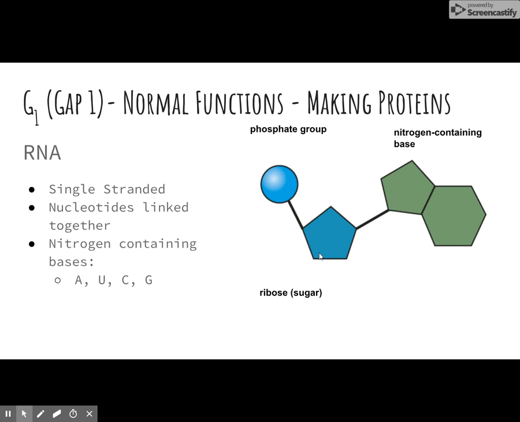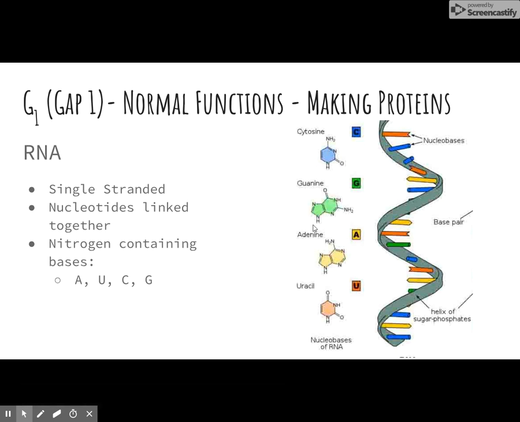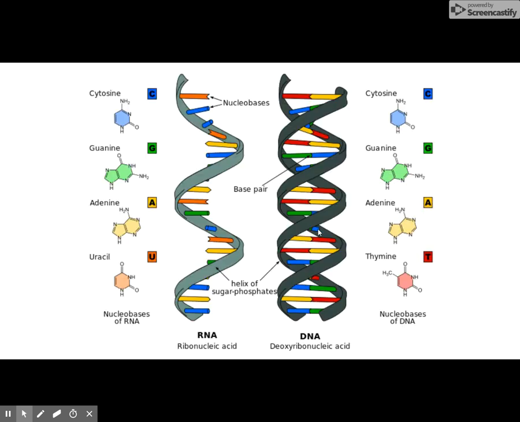Then we have a different type of sugar. DNA contains the sugar deoxyribose. RNA contains the sugar ribose. So this is what this looks like. This is the single-stranded molecule. And here you can see cytosine, guanine, adenine, and uracil all present so that you can see the differences between this and DNA.